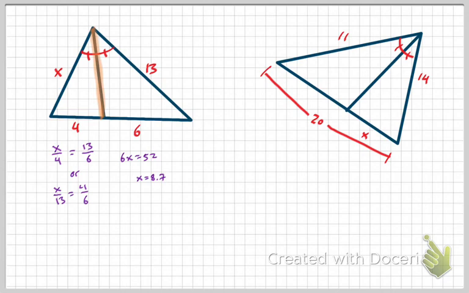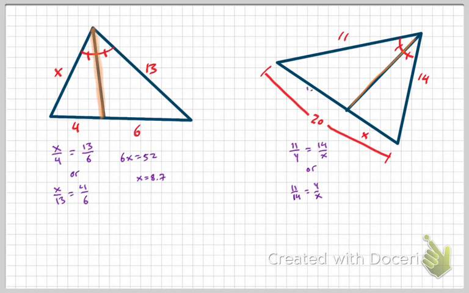Now, the next one's a little bit tricky. That's kind of why I wanted to set it up. I'm just going to put y right here, so we can set up our ratios. One option would be 11. Again, here's our angle bisector in orange. It could be 11 over y equals 14 over x, or 11 over 14 equals y over x. So that's how our setup would be.